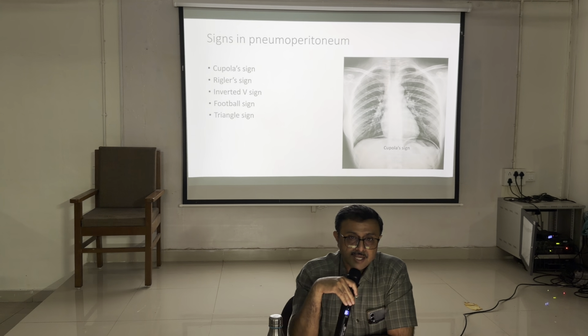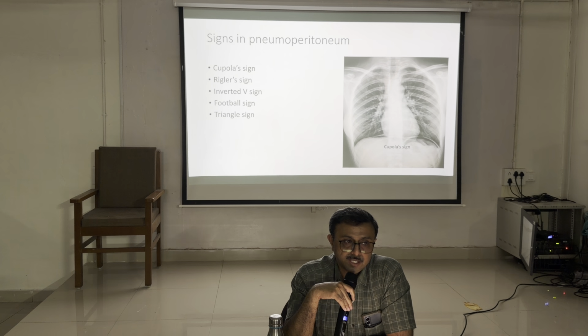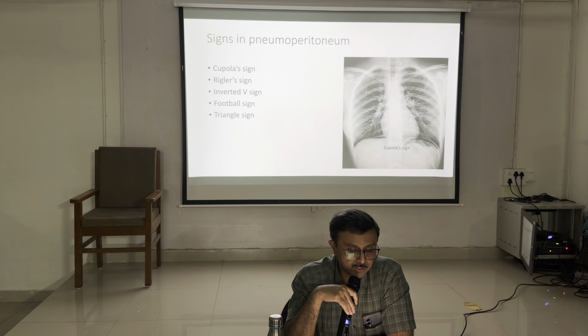Okay, other signs of pneumoperitoneum. One is the classical sign, free gas under the diaphragm. Now other signs are the cupola sign, Rigler's sign, inverted V sign, football sign, triangle sign.